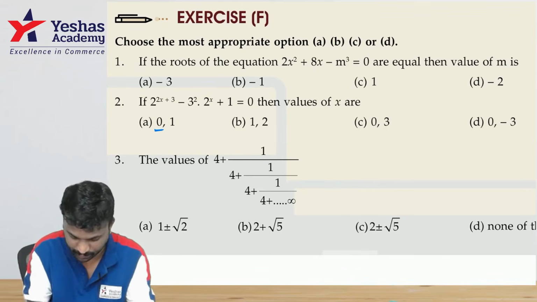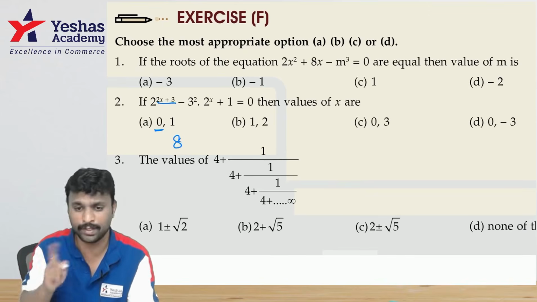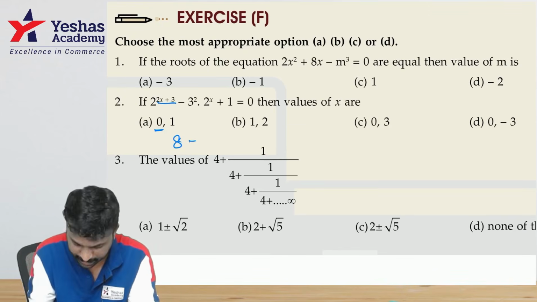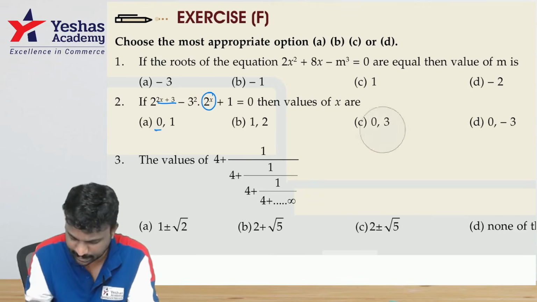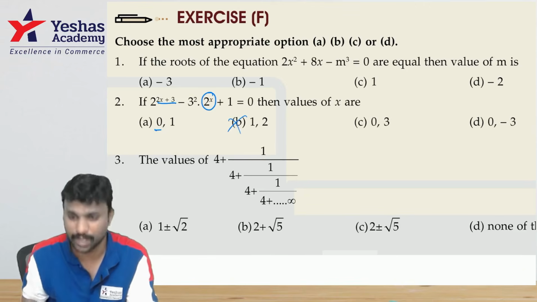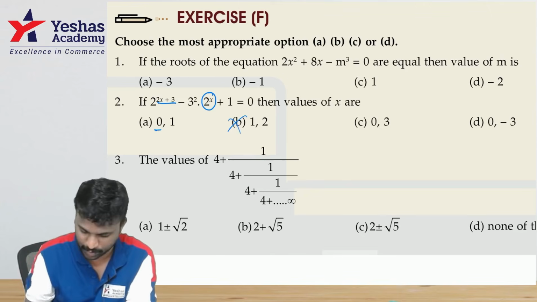will it get satisfied? 2 power 3 is 8, because 0 plus 3 is 3. So 2 power 3 is 8 minus 2 power 0 becomes 1. So it becomes 3 square, 9, plus 1. Guys, 8 minus 8 becomes 0. So 0 definitely satisfies. That means option B is not the right answer. So 0 should be one of the options.